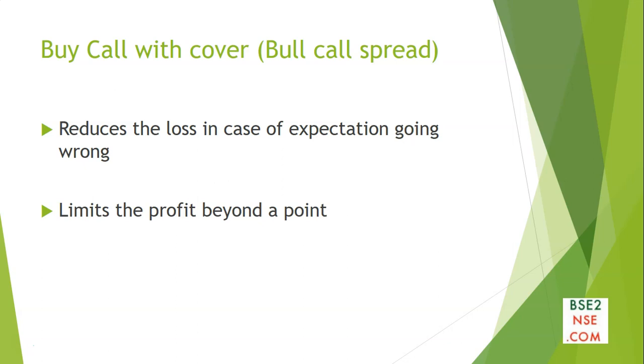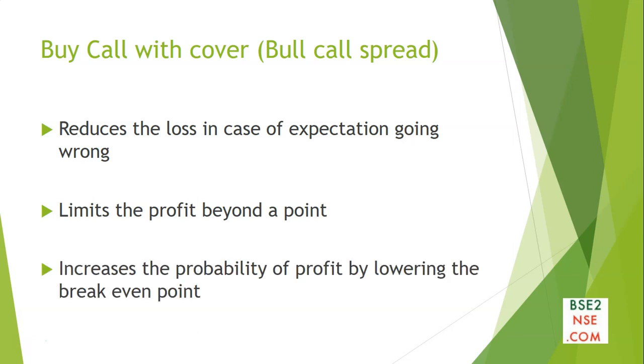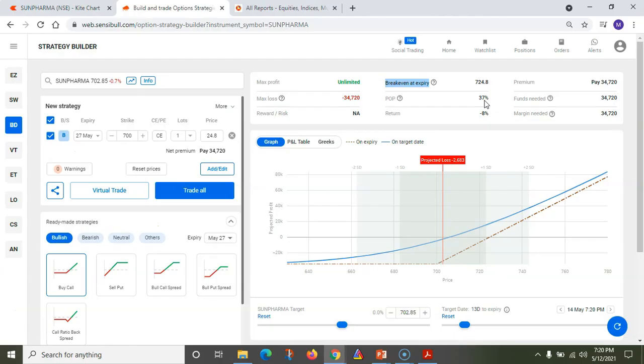But it is going to limit your profit beyond a point. Earlier, the profits were unlimited. But when you take a cover to reduce your loss in case the price doesn't move in your direction, and if the price moves in your direction and goes beyond the strike price where you took the cover, then your profit will get fixed at that point. But this increases the probability of profit by lowering your break-even point. So let us check that.